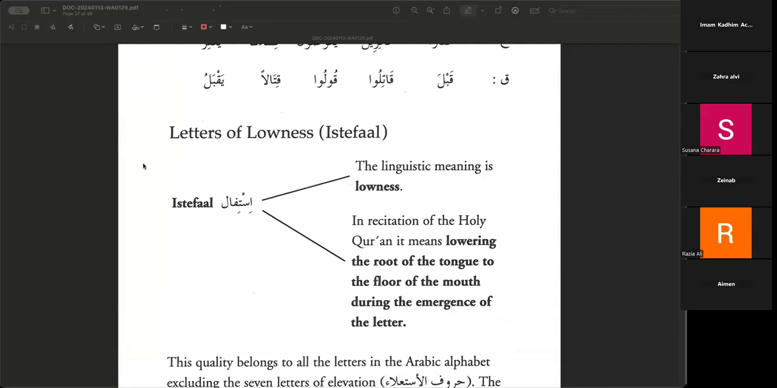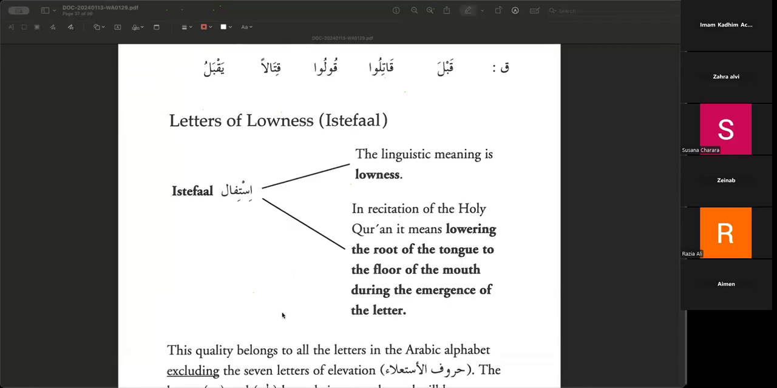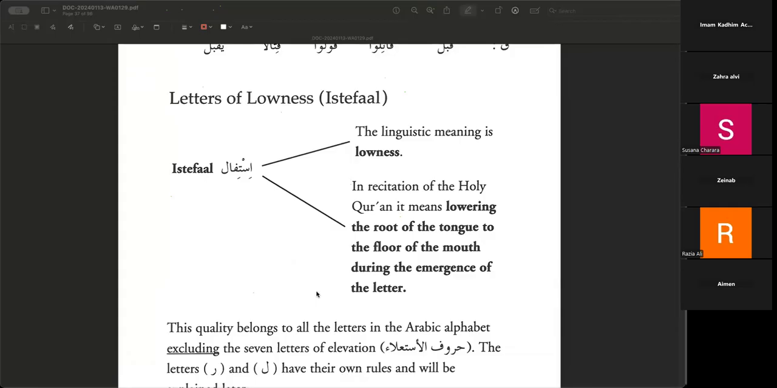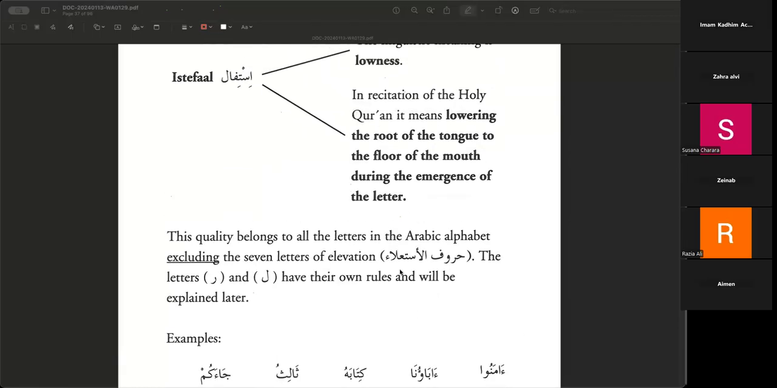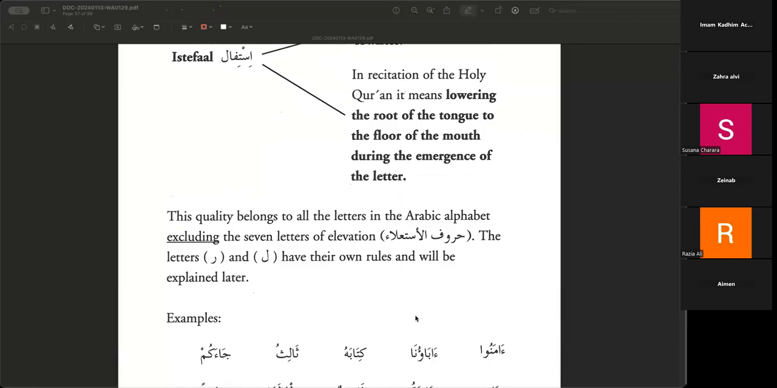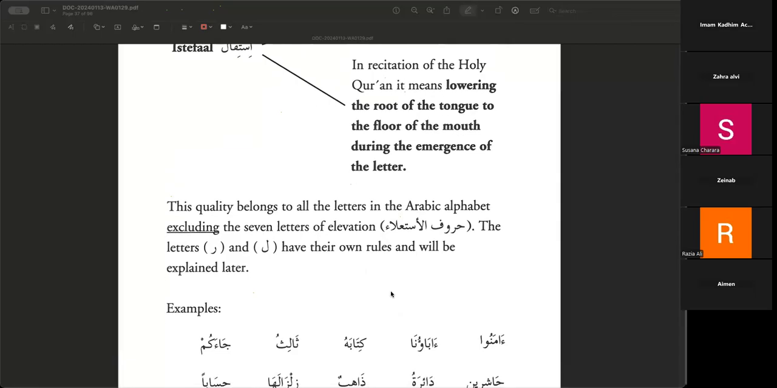Now let's discuss istifal. Istifal is actually the opposite of isti'la. It means lowness, the literal meaning, and in tajweed, it means lowering the root of your tongue to the floor of the mouth during the emergence of the letter. This quality belongs to all of the letters in the Arabic alphabet except the 7 letters of isti'la that we just discussed. In the case of ra and lam, they have their own rules, and we're going to discuss that maybe next week.